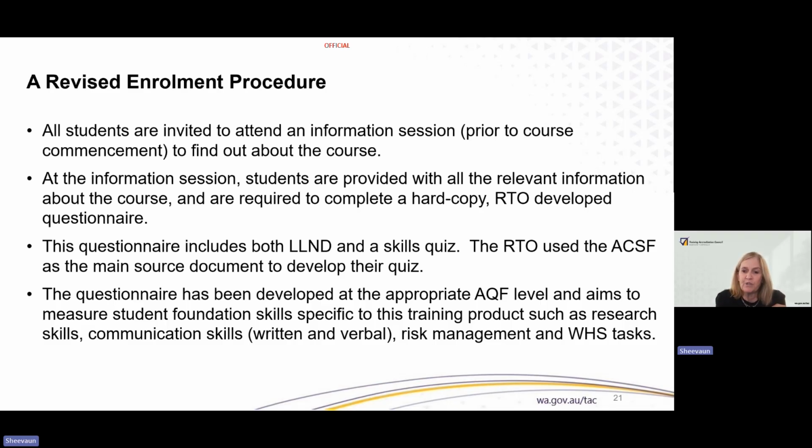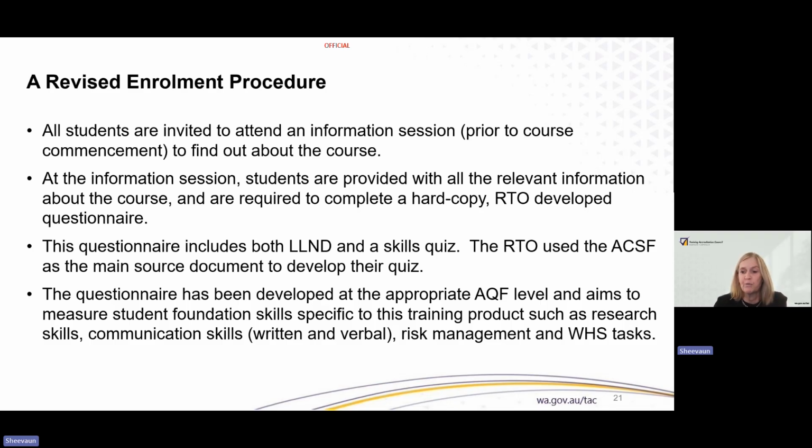And what I mean by that was they went back and had a look at the qualification, the Certificate for Work Health and Safety, and they looked at it in terms of the ACSF competencies. And the questionnaire that they developed was based on that. So the questionnaire has been developed at the appropriate AQF level and aims to measure student foundation skills specific to the training product. So, for example, specifically research skills, communication skills, risk management, and WHS tasks.